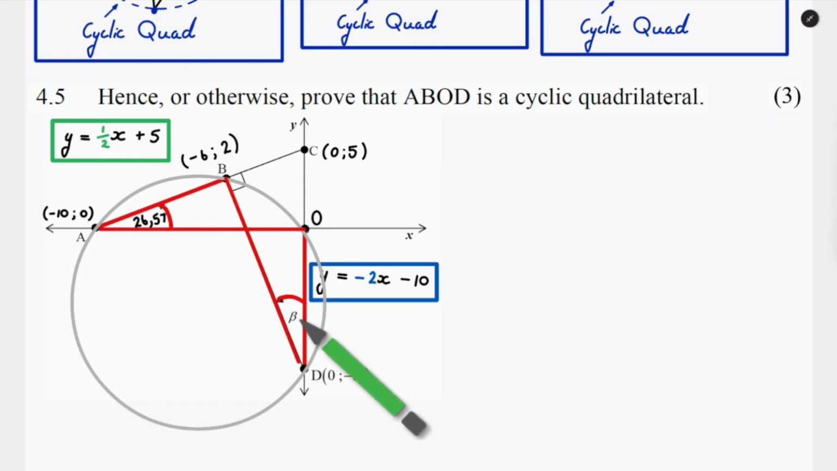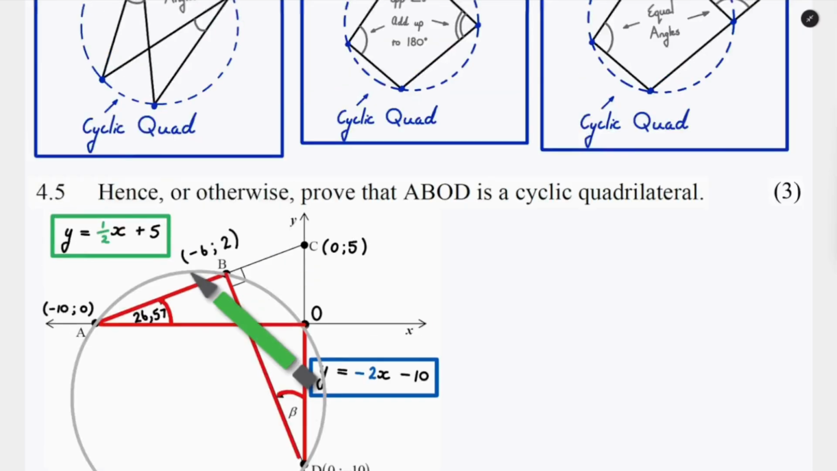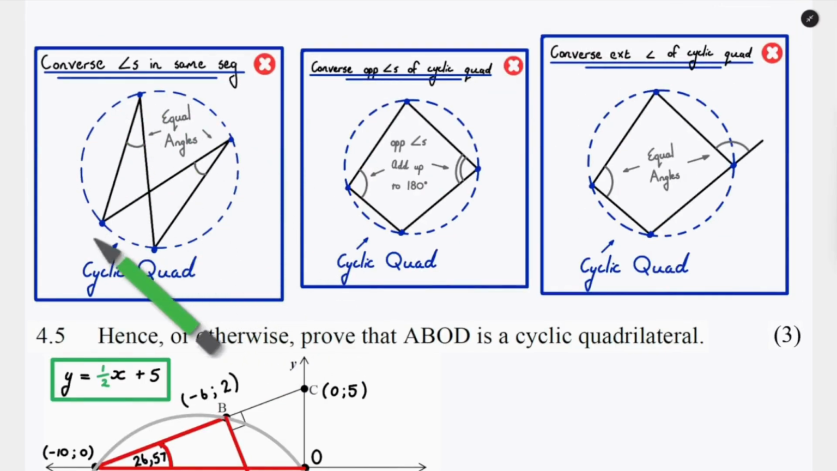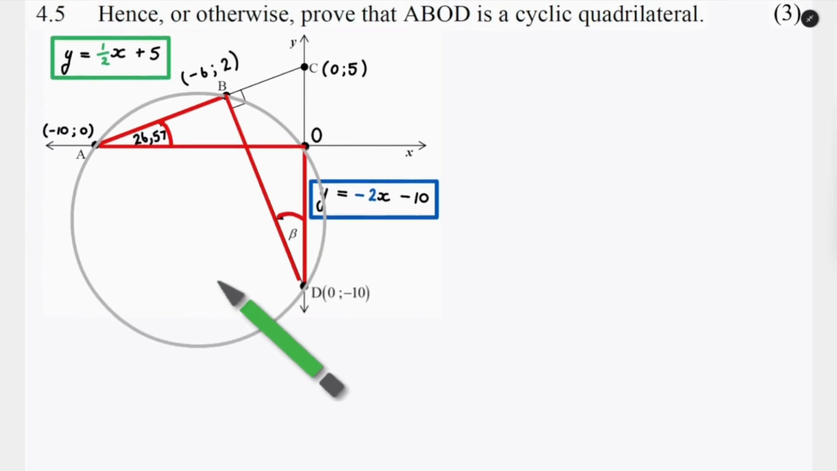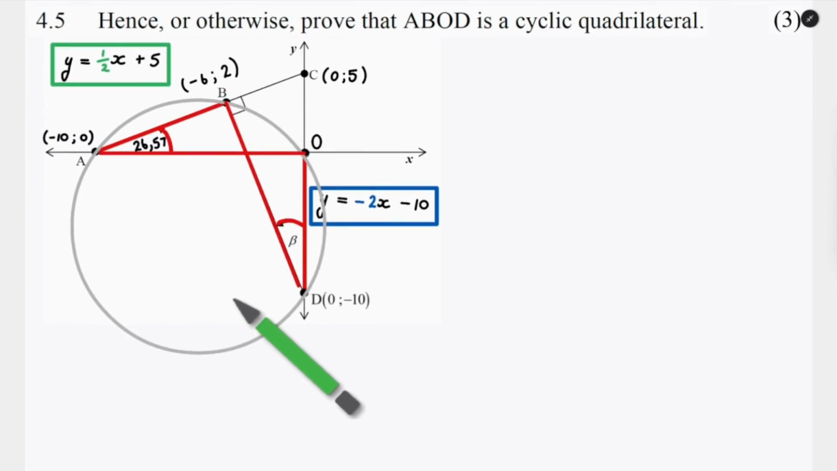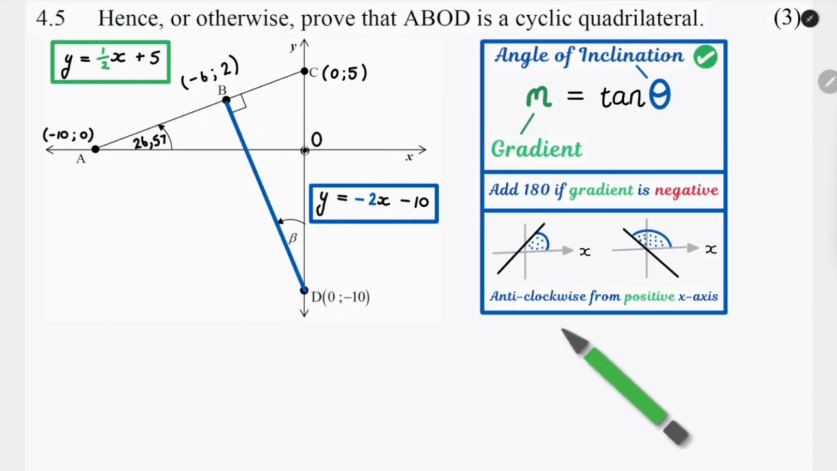So now I want to solve for beta, prove that these angles are the same, and then I can leap to my conclusion that this grey circle is a cyclic quad. So let's see how we're going to do that. We're going to need to get beta. So we're going to make use of our angle of inclination formula. So let's have a look at our formula.